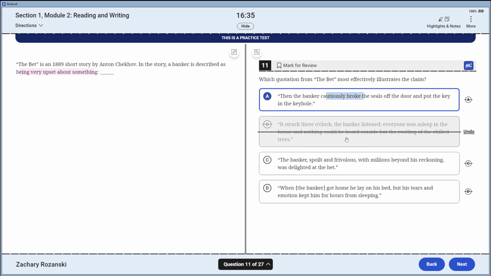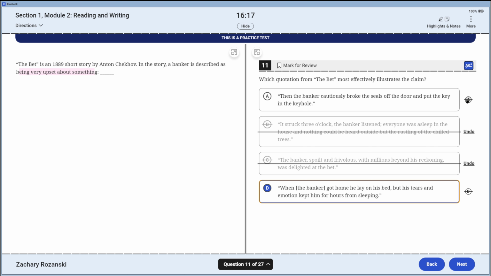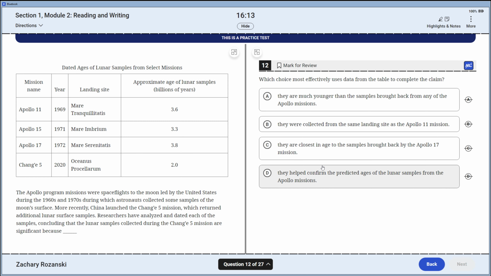This doesn't do anything that I want. The banker, spoilt and frivolous with millions beyond his reckoning, was delighted at this bet. So the banker is described as being thrilled, right? He's a bad guy, but he's thrilled. When the banker gets home, he lay on his bed, but he's absolutely upset about something. He's a sad boy crying. So whatever I was reading into about A is false. D is absolutely the right answer.